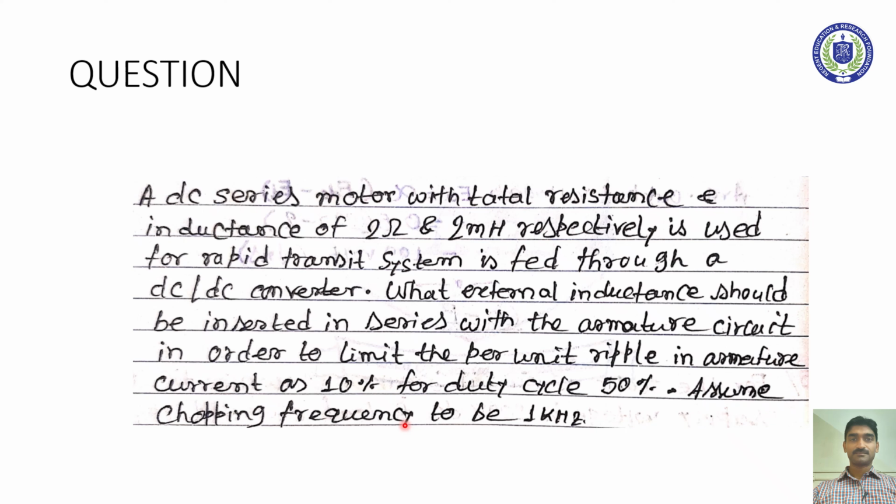If we go through the formula, the ripple factor is defined as the ratio of the RMS value of the AC component to the average or DC value of the output voltage or current. According to the definition, the ripple factor is the ratio of the RMS value of the AC component to the average or DC value of the output voltage or current.